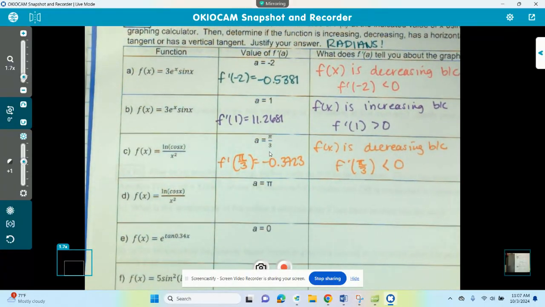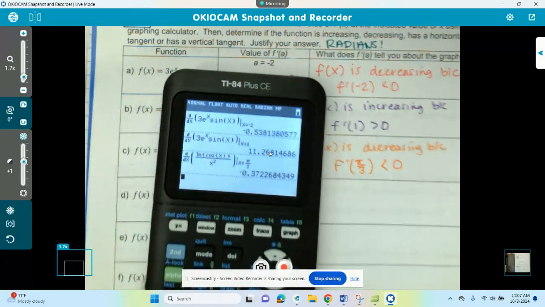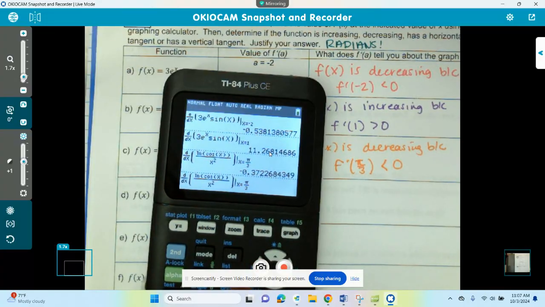All right, so I want the same thing and I want it to be pi. So I'm gonna go back up here, hit enter, go to here, delete that out.